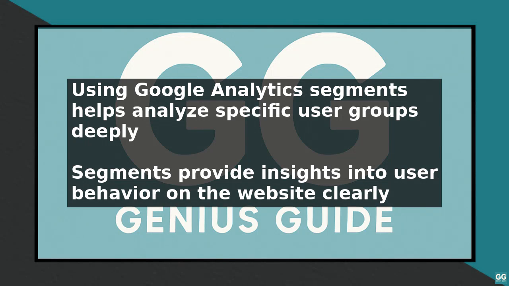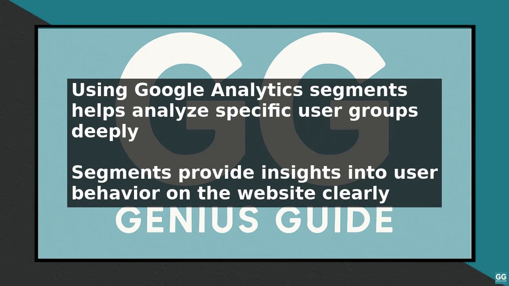Using Google Analytics segments is a powerful way to analyze specific groups of users and gain deeper insights into their behavior on your website. To start, log into your Google Analytics account and navigate to the Reports section. Segments are located in the top left corner of the screen and are labeled as such.